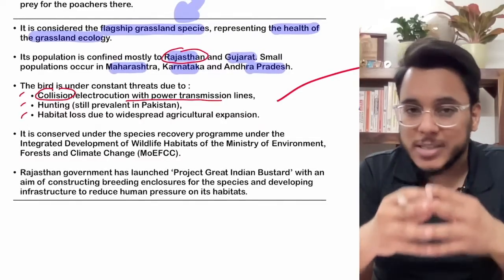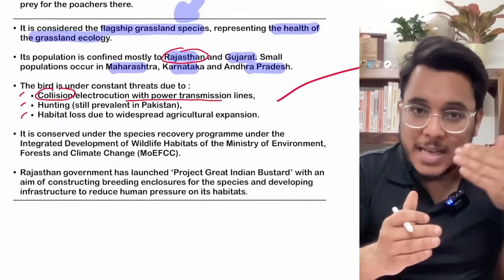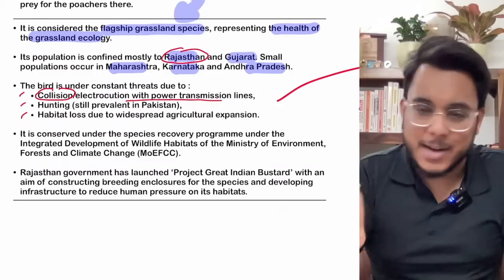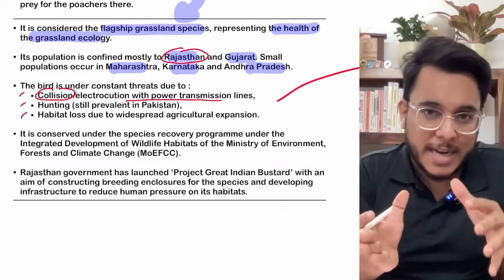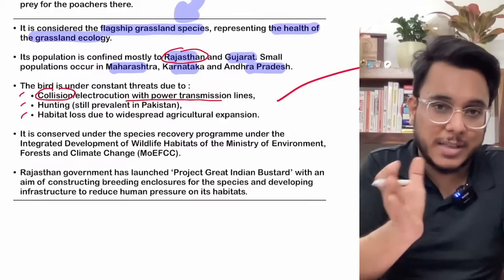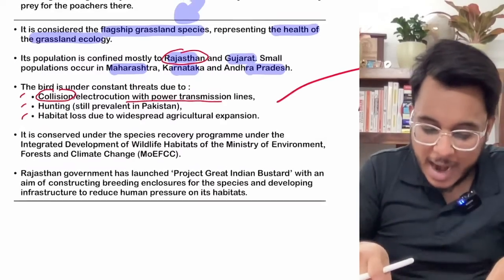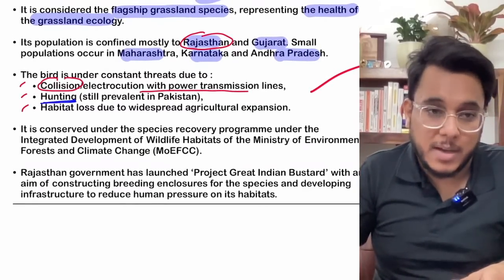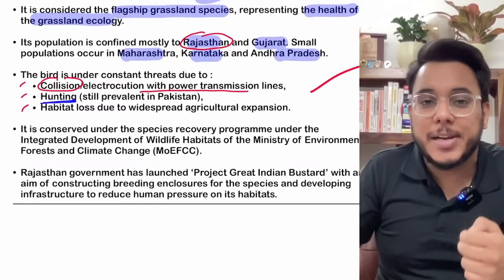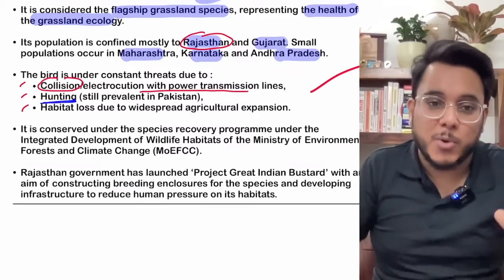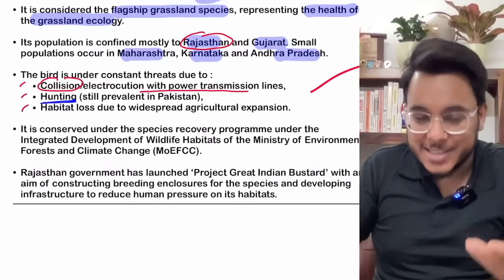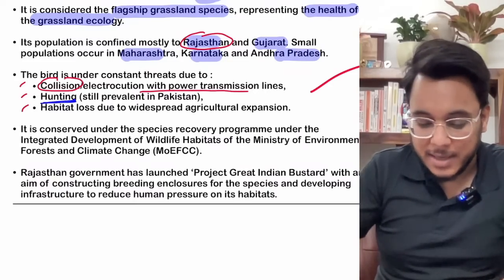Then guys, you see that Rajasthan has a boundary with Pakistan, and birds don't understand any boundaries. So many times the great Indian bustards go into Pakistan, and in Pakistan the hunting of the great Indian bustard is still prevalent. Because of that, the great Indian bustards which migrated to Pakistan, they went but did not come back from there. So this is also a reason that is impacting their population.